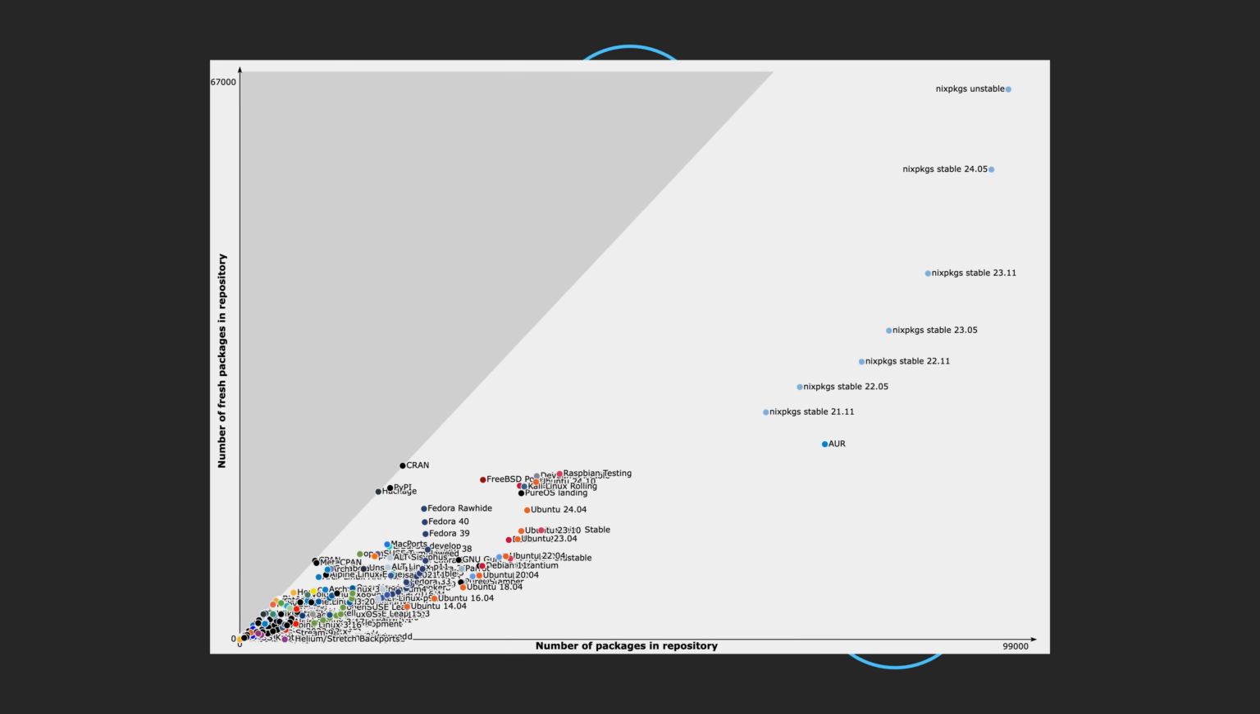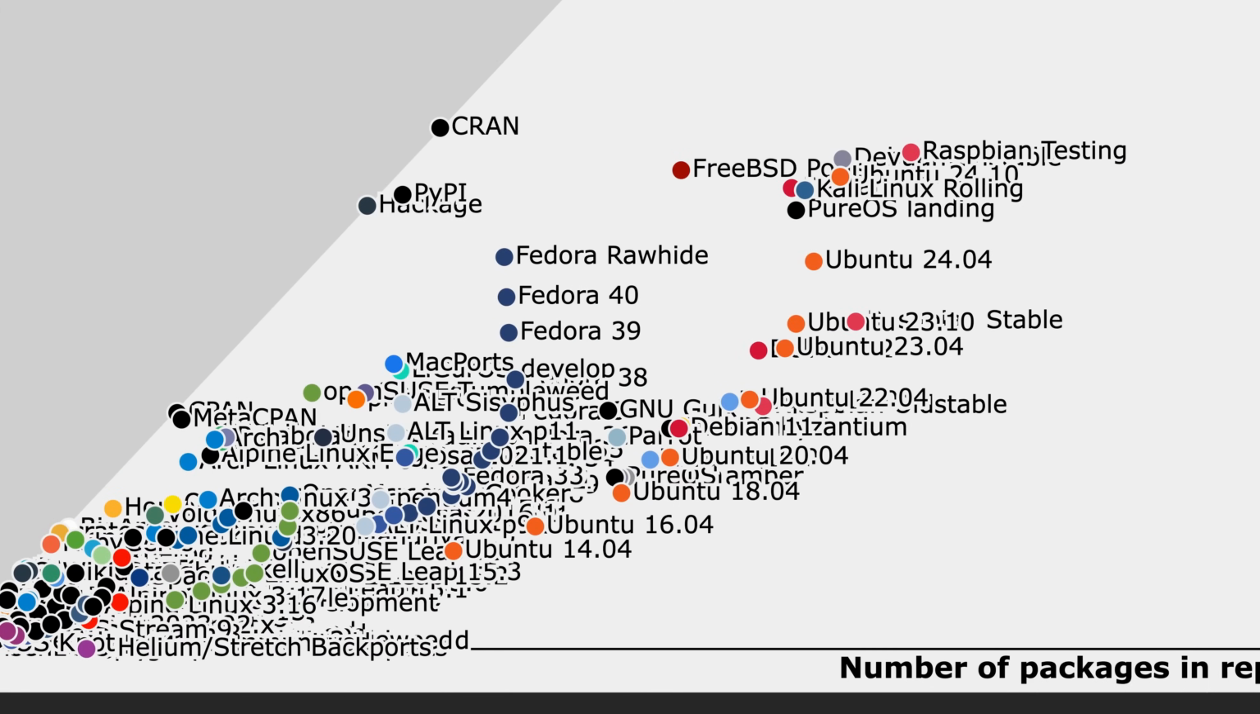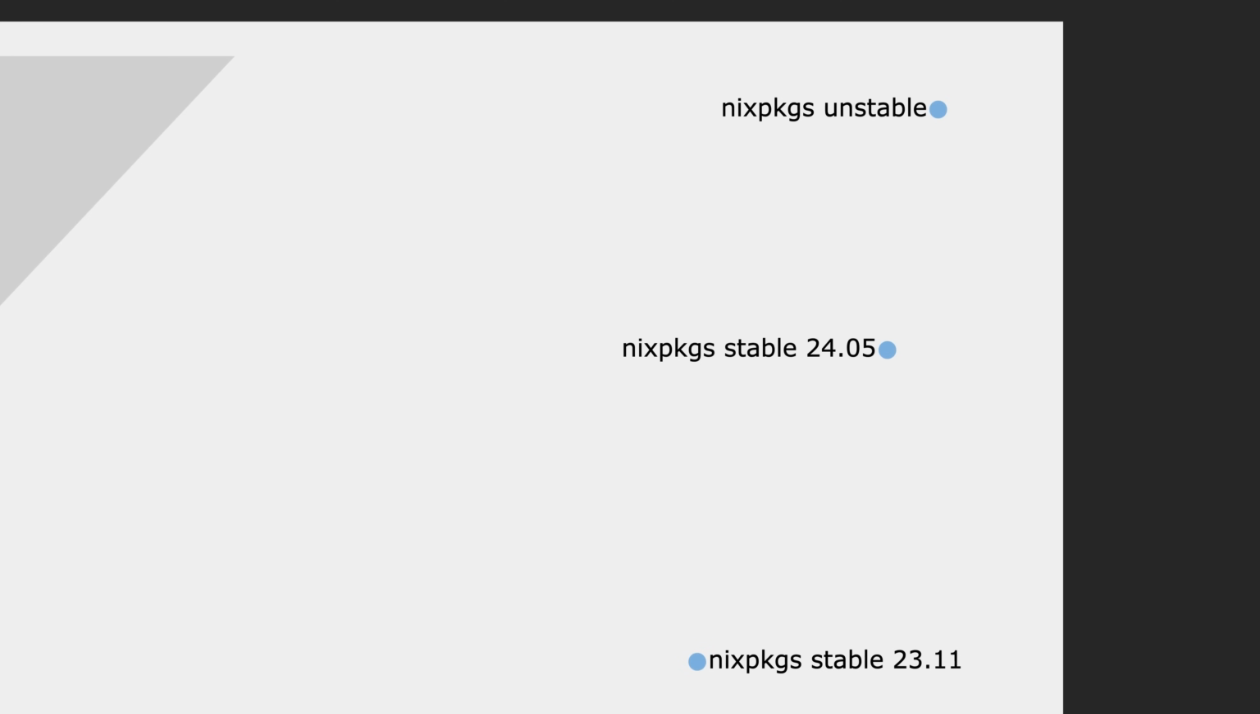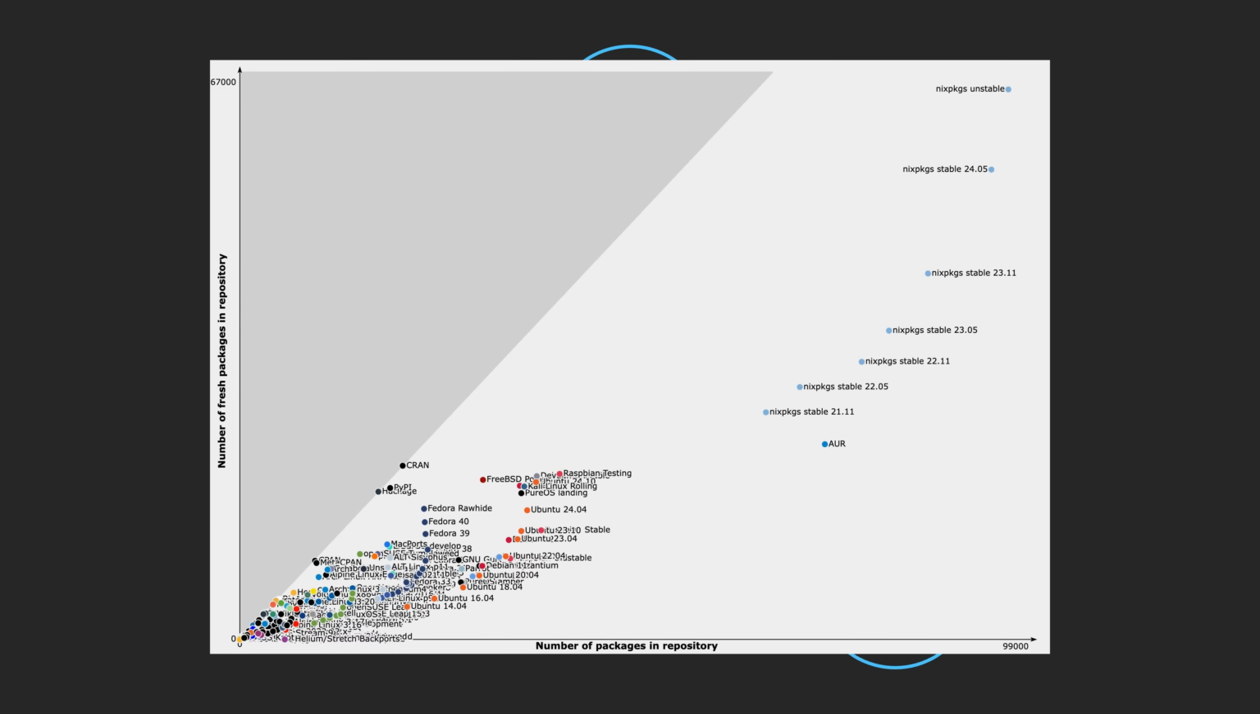This graph compares package managers and their repositories. On the graph, the number of available packages is on the x-axis. The y-axis shows the freshness of the packages. A package is considered fresh if the version available is the most recent publicly available version. So with Ubuntu being here and Nixpkgs being here, it means Nixpkgs has about 3 times as many packages as Ubuntu, and most of them are fresh.